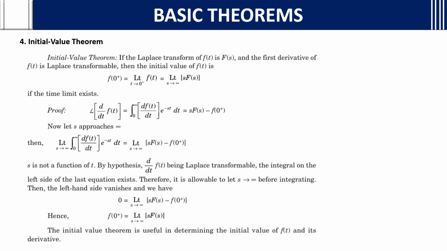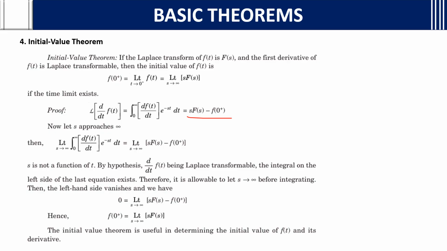Then, if the limit exists, we get the result. We'll see the proof. The Laplace transform of d/dt of f(t) is the integral of the derivative of f(t) times e to the power minus st dt, taking the integration. This is nothing but the Laplace transform, which equals s times F(s) minus f(0+). You already know this, because this proof was done in a previous topic also.